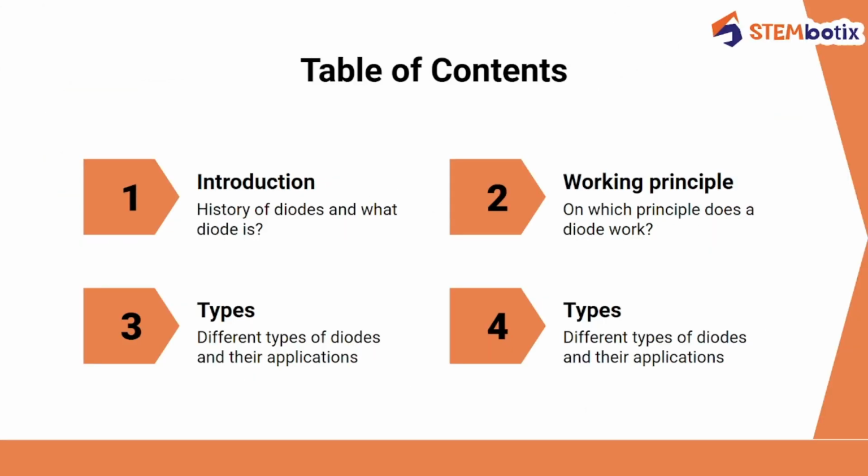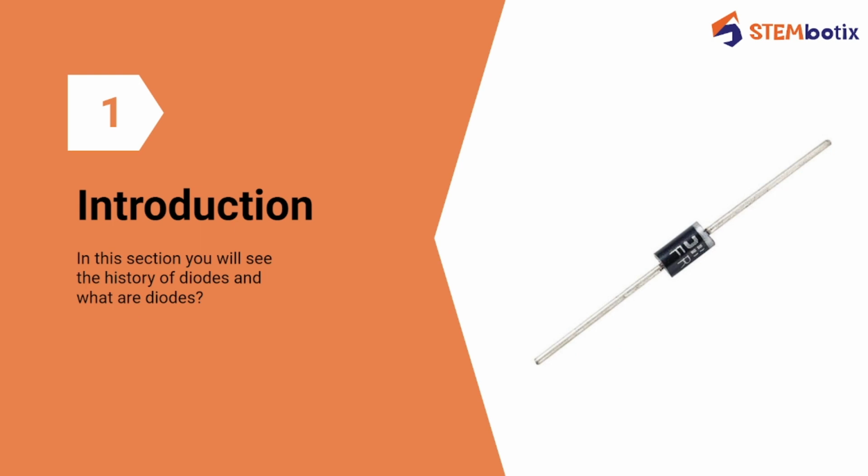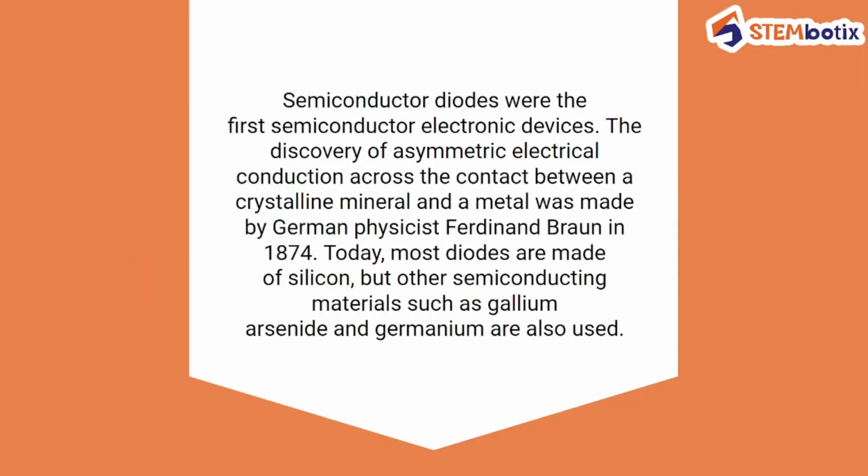I have divided this particular topic into four sections. In the first section, we will be introducing diodes, the history of diodes, and their definition and symbols. Then we will see the working principle of diodes, meaning on which principle the diode works. Then in the third and fourth sections, we will see the different types of diodes we are using in day-to-day life. So guys, let's start with our first introduction part.